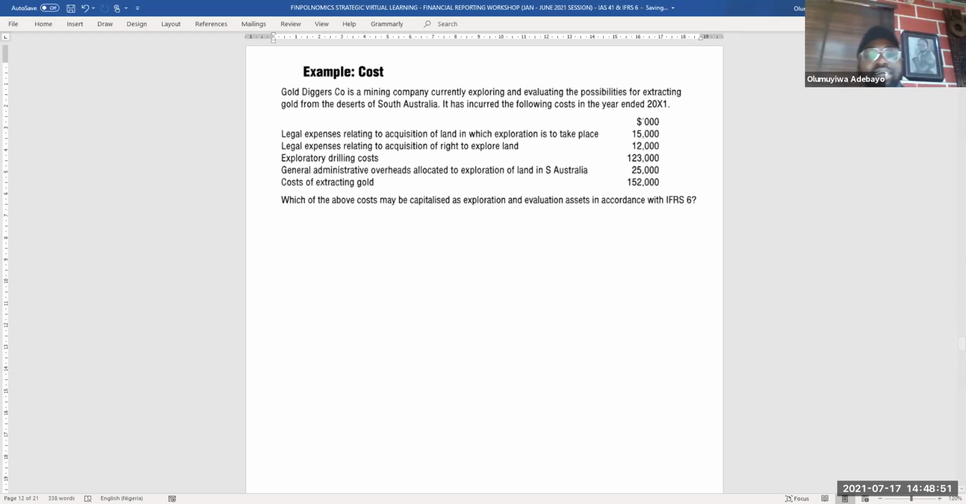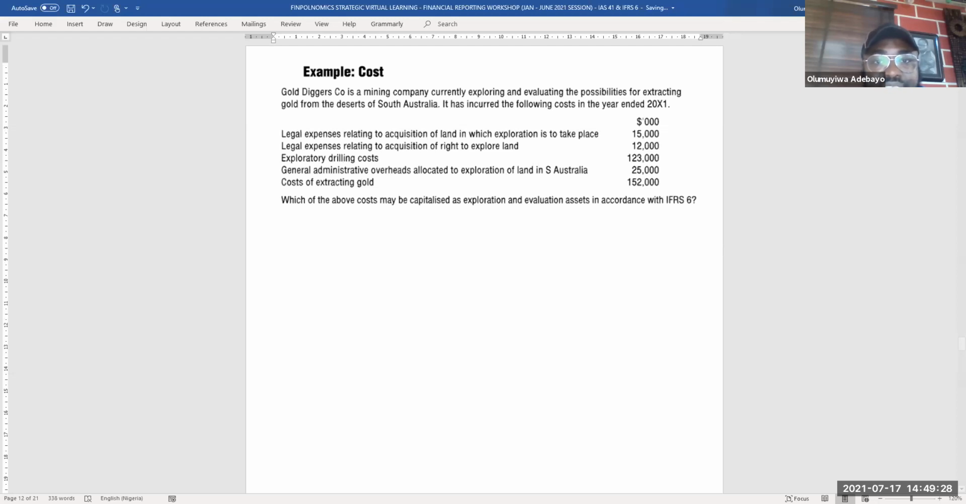Okay, the first thing I will advise us is this. Can we classify this one by one and try to understand what the cost may be? Is that okay? All right. So, double expenses related to acquisition. Now, let's look at the first one.